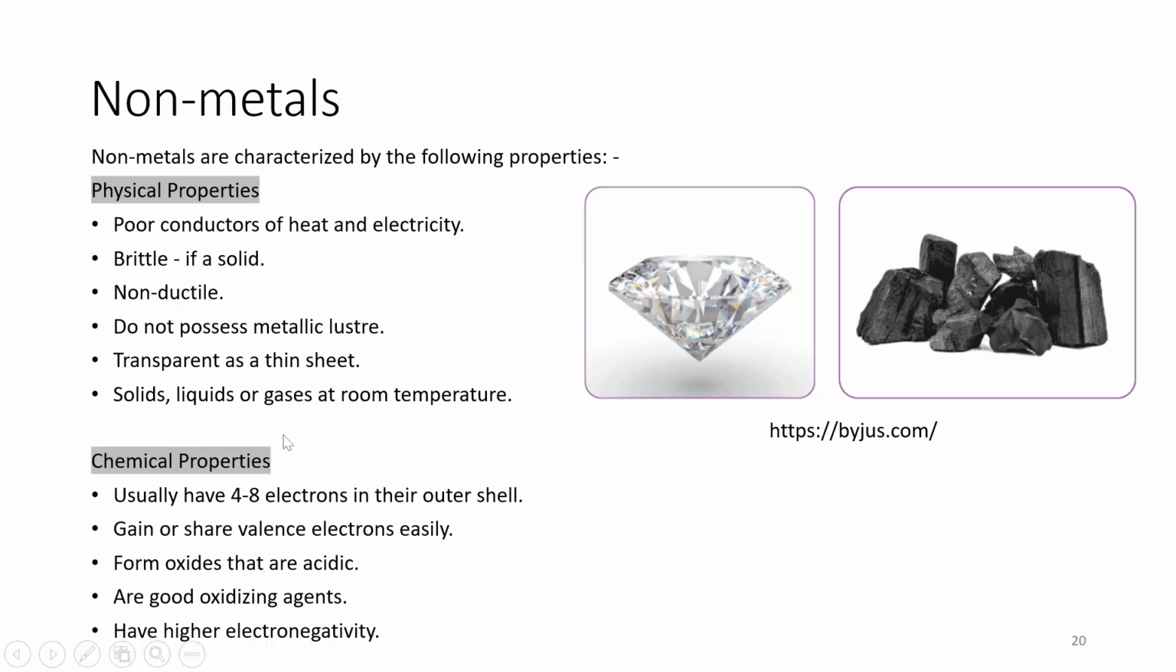In the case of chemical properties, they usually have 4 to 8 electrons in their outer shell, and they gain or share valence electrons easily, and they form oxides that are acidic, and they are good oxidizing agents, and they have very high electronegativity. So diamond and coal are examples of non-metals.